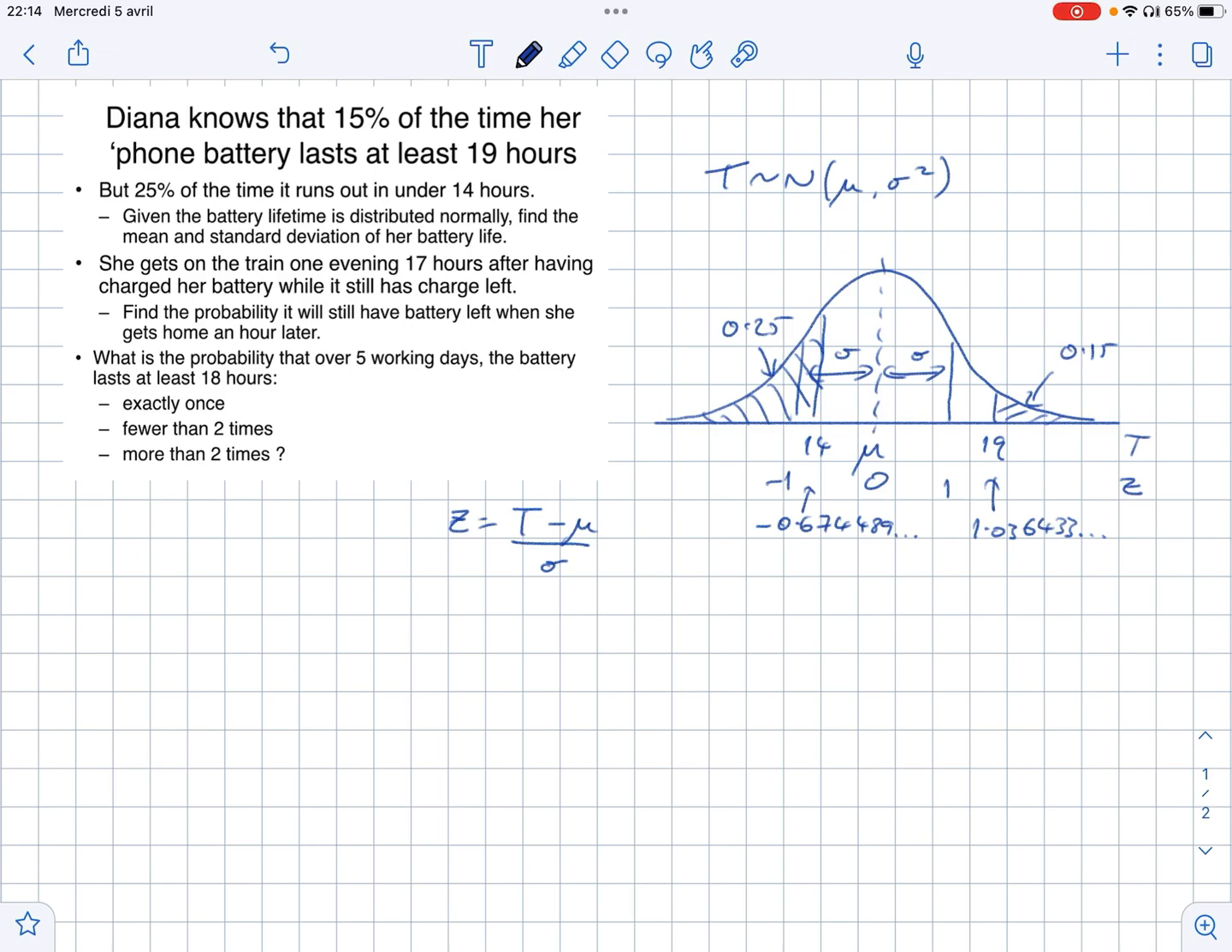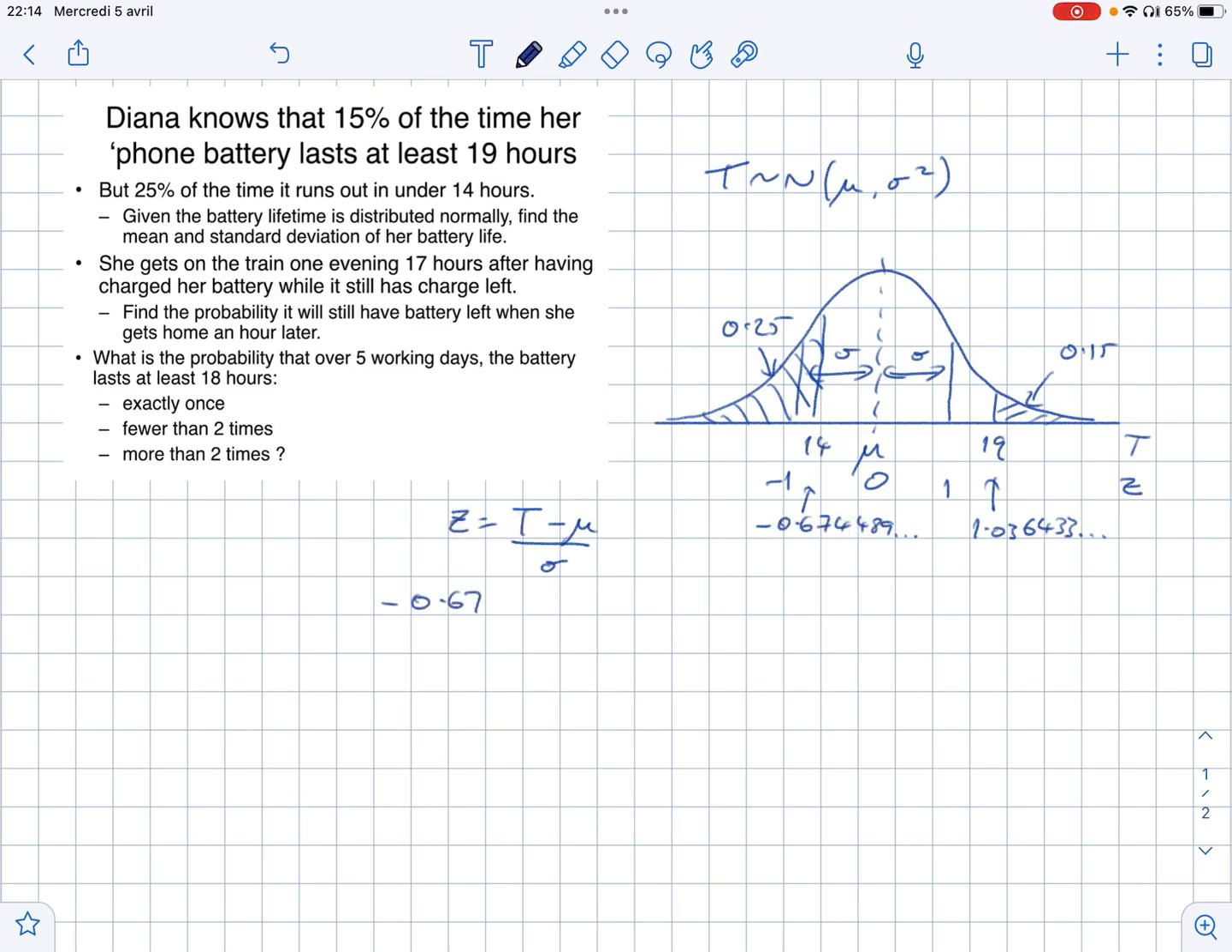And now we know that this value here in Z is the same as this value here in T. And we've got a relationship linking Z and T. So let's put the Z value where the Z is and the T value where the T is, and those should match up in the equation.